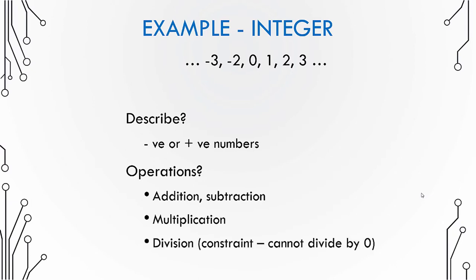Now, abstract data types can also specify constraints on operations. So in this case, the constraint is that you cannot divide an integer by 0. So you now know what an abstract data type is. It's something that describes the type of data, describes the properties of the data, and it describes what operations you can perform on the data.